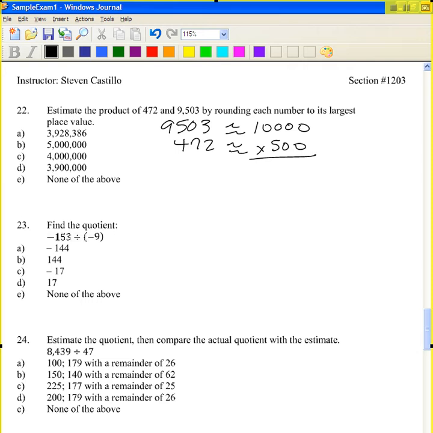So there's 1, 2, 3, 4, 5, 6, 2, 3, zeros and a 5. I don't like that. Let's do that again. And that is your answer. So 5 million.